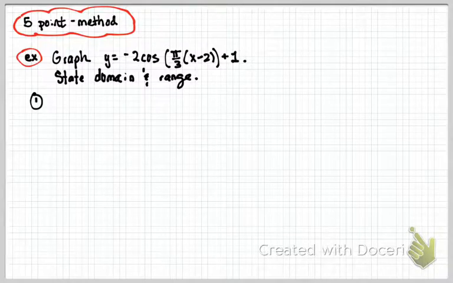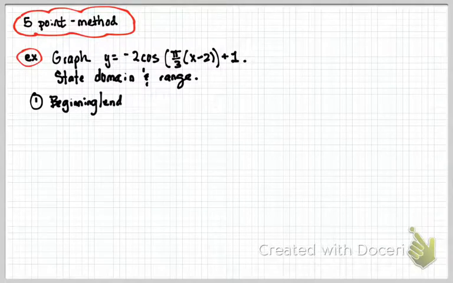Alright, so same kind of steps. What's the first step? Yeah, we're finding what in our graph? The starting point, so we're finding the beginning and the end of the period. And I won't make these as detailed as we did the first time because you're aware of it.